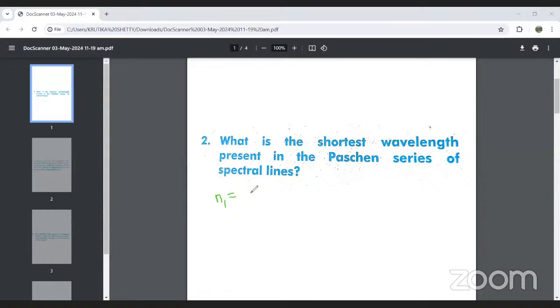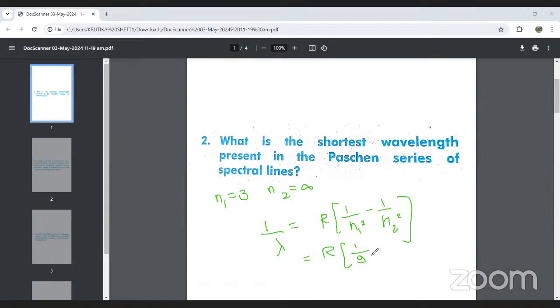N1 does not change for the Paschen series. Lyman, Balmer, Paschen is the third one, so N1 is equal to 3, and N2 is equal to infinity. The formula is 1 upon lambda is equal to R into the bracket 1 divided by N1 square minus 1 divided by N2 square. Substituting, 1 upon 3 square is 1 upon 9, minus 1 upon infinity is 0. So it is R divided by 9.